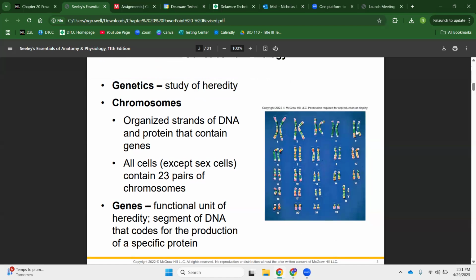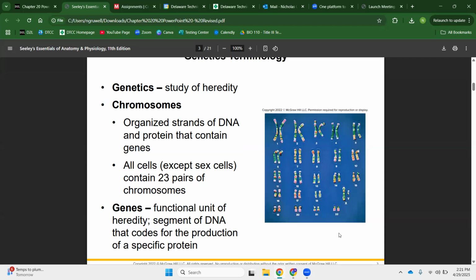So if we're looking at this set here, we see we have 23 pairs of chromosomes. And so this is going to be a normal cell, a somatic cell, because you get one set from mom, one set from dad. And so a gamete would only have one of each pair. And so when they combine, we can get our full set, one from mom, one from dad.